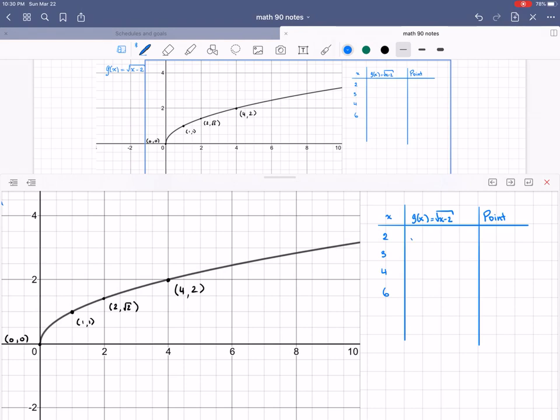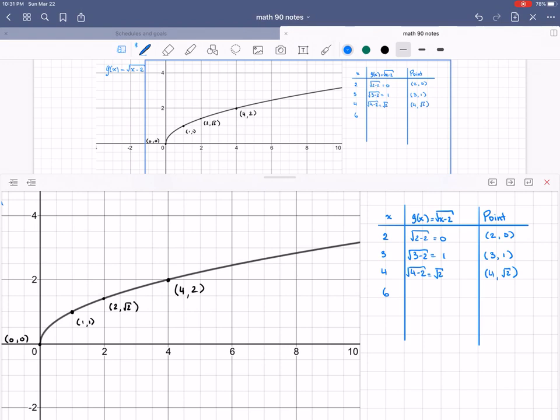Okay, so here goes. So 2 minus 2 is 0. The square root of that is just 0. So the point that will be on the graph is 2, 0. 3 minus 2 is 1. The square root of 1 is 1. So that's the point 3, 1. And then 4, 4 minus 2 is 2. So you see there's the square root of 2 again, which is not a rational number. So that's, again, one of those points that's not super nice to plot.